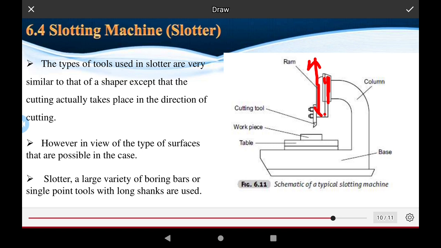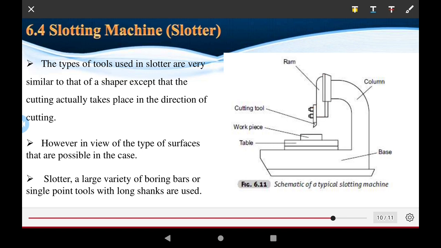This is the arm, and the cutting tool is fixed with the T bolt in the T slot. This is the workpiece, supported on the table, and the table can also be moved in the downward and upward directions. This machine is very easy. This is the schematic of the typical slotter mechanism.